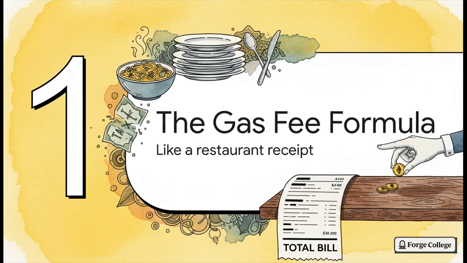Section 1. The gas fee formula. Like a restaurant receipt. Let's think of an Ethereum transaction fee exactly like paying your bill after a nice meal out. Your gas used is the actual food you ate. It's the computational work you consumed on the network. The base fee is kind of like a mandatory state tax that just gets burned and disappears forever. And the priority fee is the tip you slide directly across the table to the validator for their prompt service. Put it all together and you get your final bill.